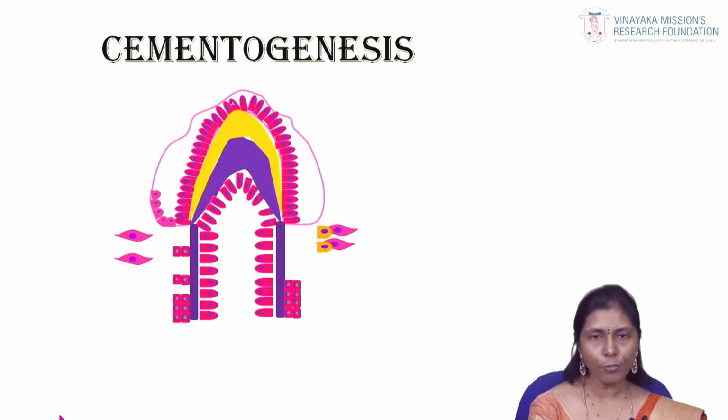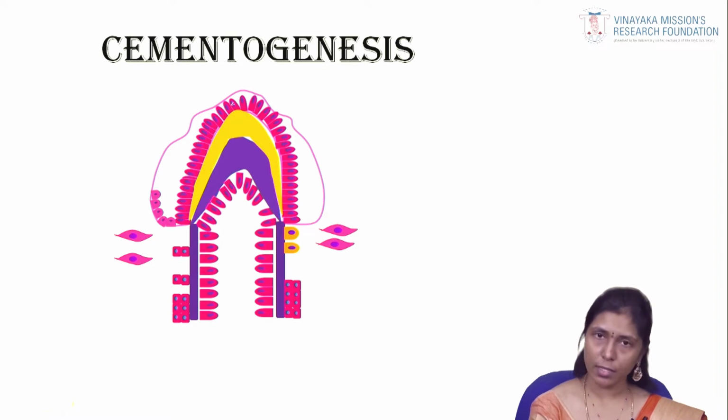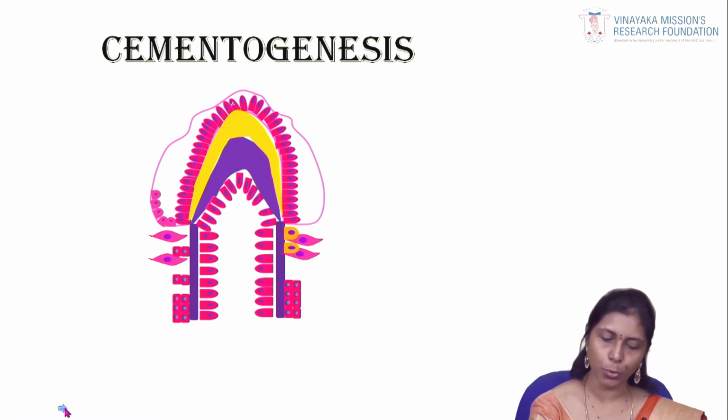The dental follicle cells, after disintegration of the Hertwig's epithelial root sheath, are going to get differentiated into cementoblasts and fibroblasts. The cementoblasts and fibroblasts will come in contact with the dentin and then they are going to secrete cementum and periodontal ligament fibers. I have given yellow color for cementoblast cells and pink color spindle shaped cells are fibroblast cells. As soon as the Hertwig's epithelial root sheath breaks, the cementoblasts and the fibroblast cells will come into contact with the dentin, the root portion of the dentin.